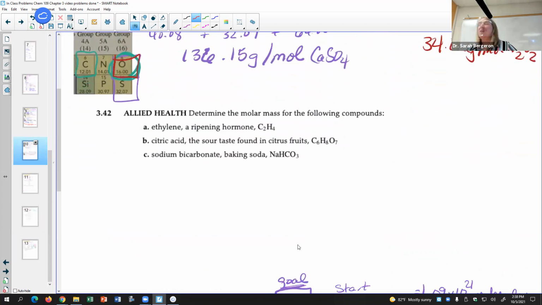Now, that was just for atoms, right? But we're not dealing with just atoms. We always have molecules like dihydrogen monoxide, right? Like a water molecule. So when you're looking at the mass of individual molecules, you need to take into account each of the individual atoms inside of that molecule. So for example, ethylene, a ripening hormone, C2H4.